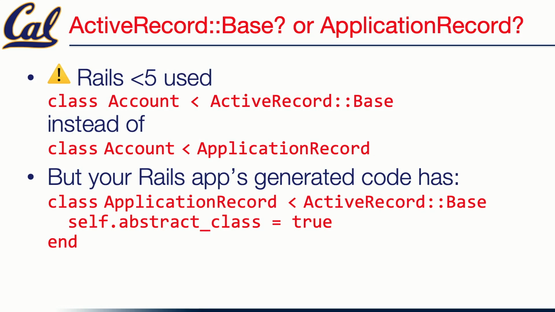Basically, suppose that there was a bunch of behaviors that some of your models had to have, but other models didn't have to have. It would be very tempting to first put those behaviors into ActiveRecord::Base so that multiple models can now inherit from them. But the problem is if you do that, you've now sort of contaminated ActiveRecord::Base, and everything that inherits from it is going to get those behaviors whether it wants them or not.